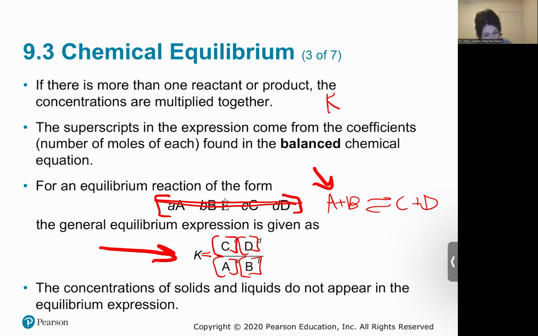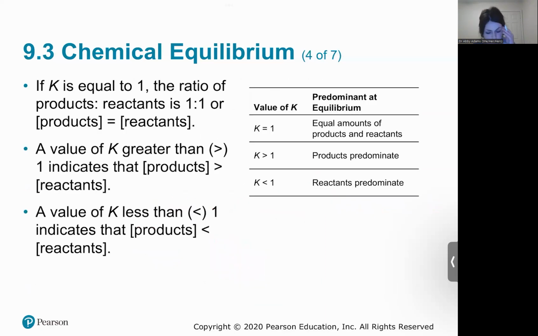But whenever you have a solid or a liquid, whenever that state of matter is indicated, we're not going to have the equilibrium expression because the concentrations aren't really changing with solids and liquids. All right, it's not the same. So we're going to discount adding those in the equation whenever we come across them.